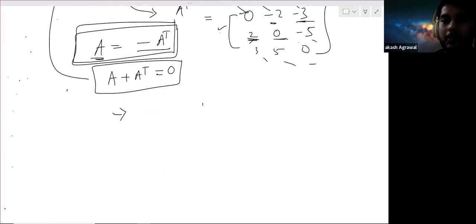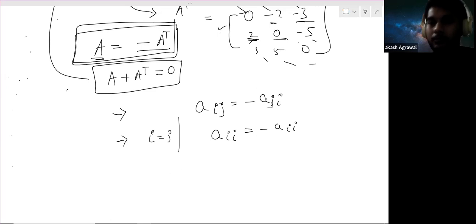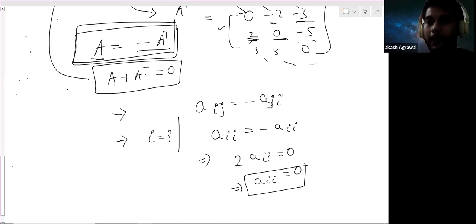So in a skew symmetric matrix we saw that aij equals negative aji, right? But mathematicians are very smart, so let's put i equals j. Alright, so I can say aii equals negative of aii, yes or no? So I can say 2aii equals 0, that means aii must be equal to 0, got it?